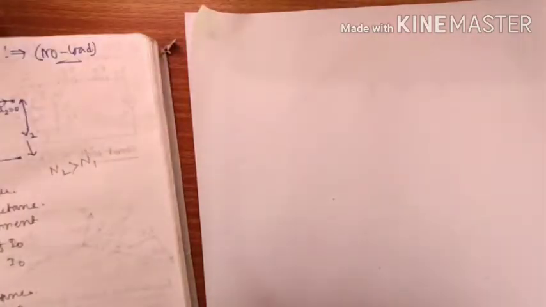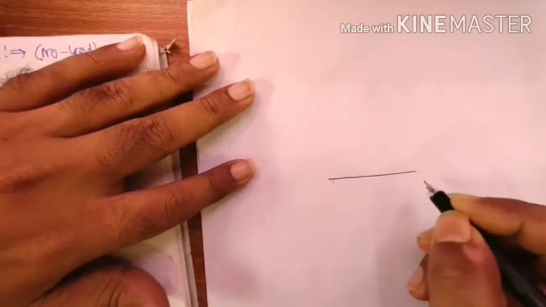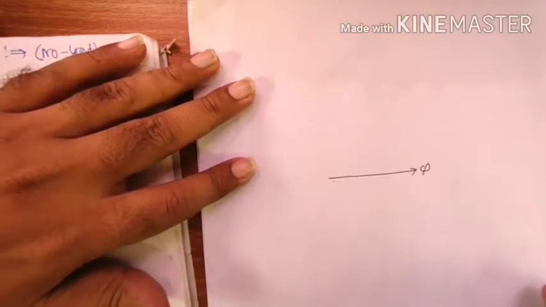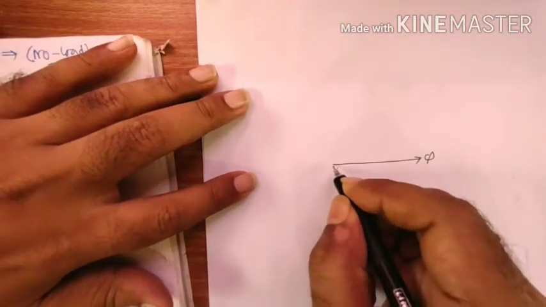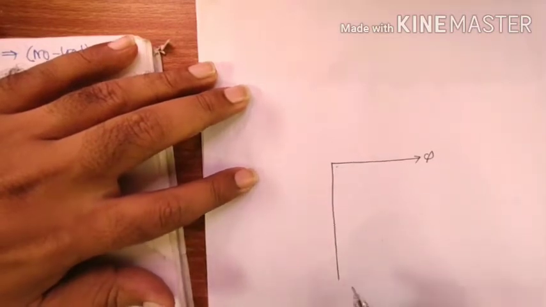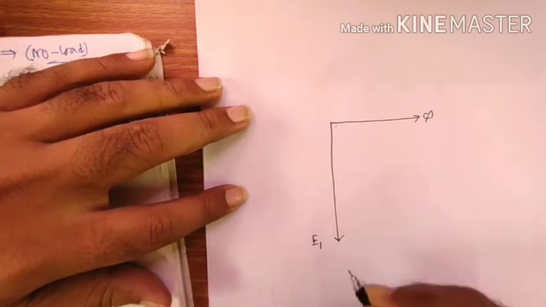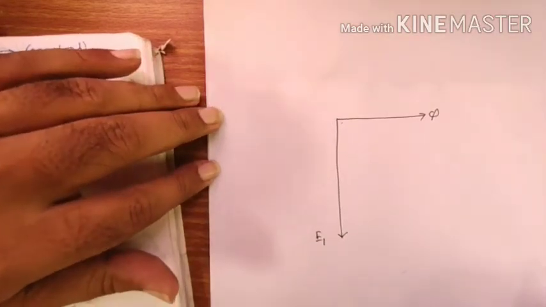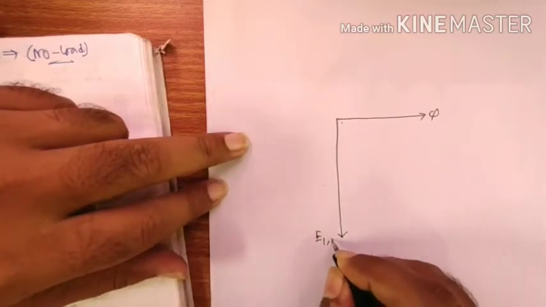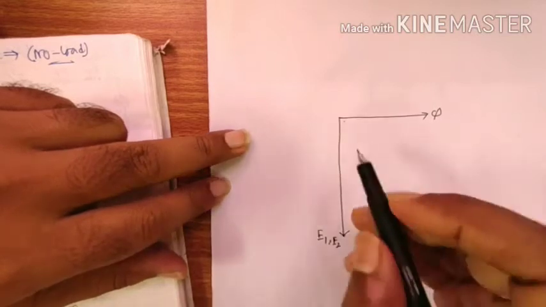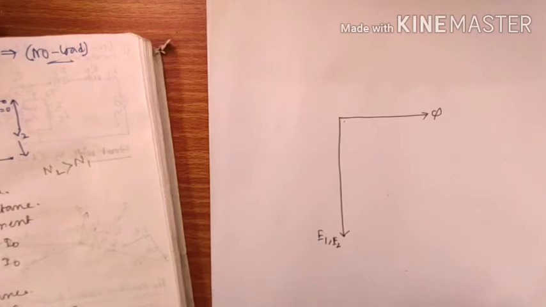So let's start with phi, because everything happens due to the presence of phi. From the discussion we know that the primary induced voltage E1 lags phi by an angle of 90 degrees, and similarly E2 also lags phi by an angle of 90 degrees. We assume this angle is 90 degrees, right?